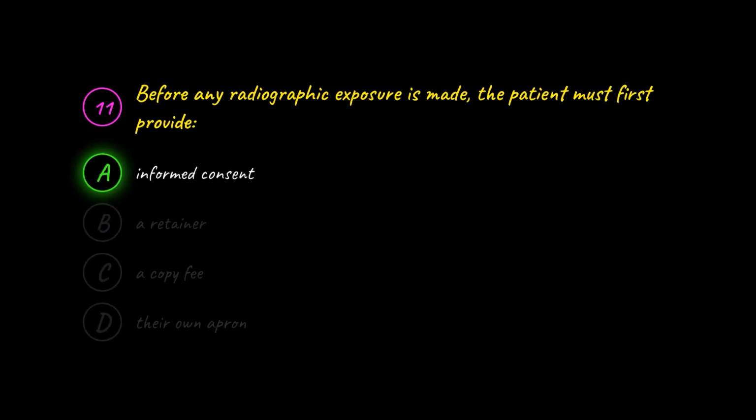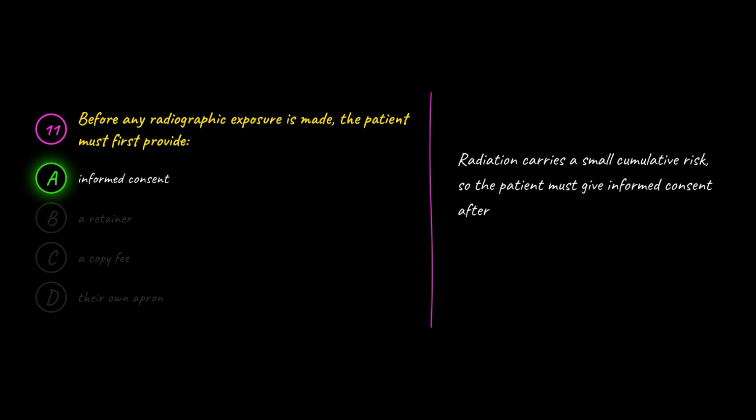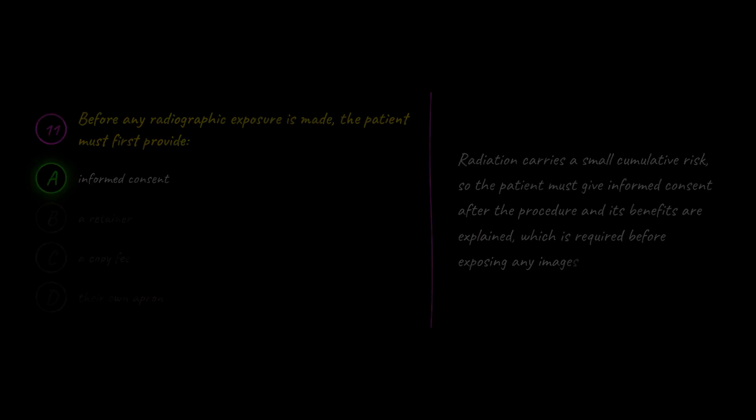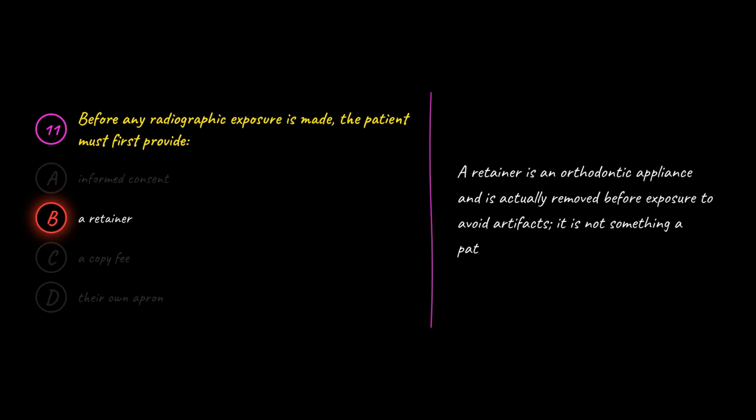The correct answer is A. Informed consent. A is correct because radiation carries a small cumulative risk, so the patient must give informed consent after the procedure and its benefits are explained, which is required before exposing any images. B is wrong because a retainer is an orthodontic appliance and is actually removed before exposure to avoid artifacts. It is not something a patient provides to authorize imaging.